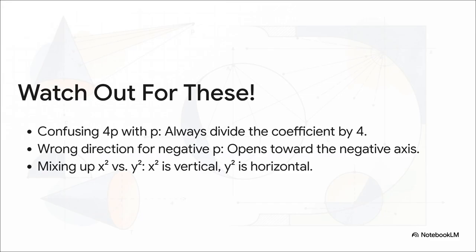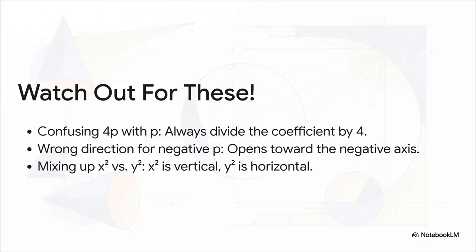Don't confuse 4p with p. That number in the equation, like the 8 we just saw, that isn't p, it's 4p. You always have to divide it by 4 to find the real p. Second, getting the direction wrong when p is negative. Just remember this. Negative p means the parabola opens toward the negative side of the axis, either down or left. And finally, the most basic one, mixing up which one's vertical and which one's horizontal.